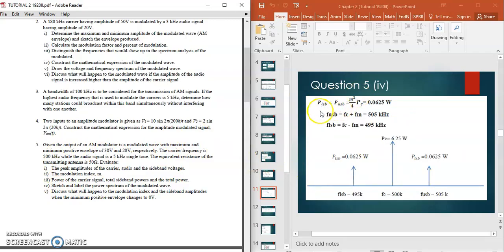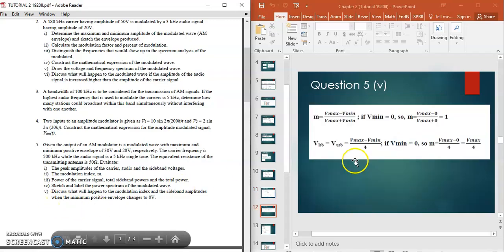Then 5.4. You find the power formula, and then you find the upper sideband and lower sideband. Sketch the labelled power spectrum: here the frequency, here the power.